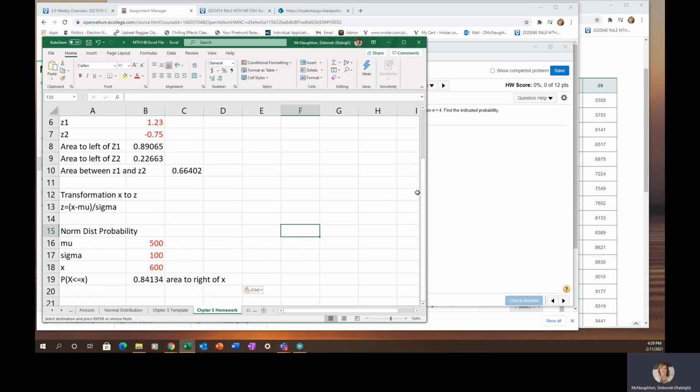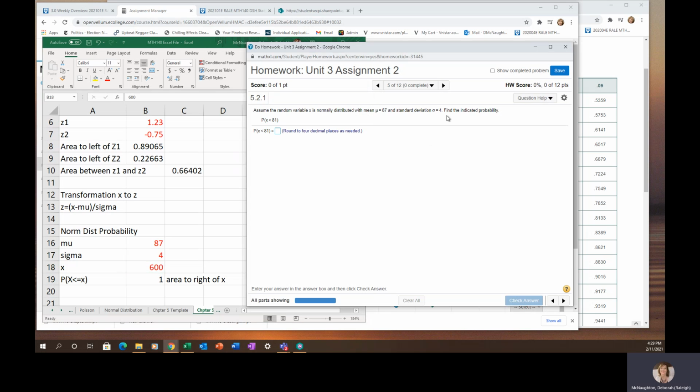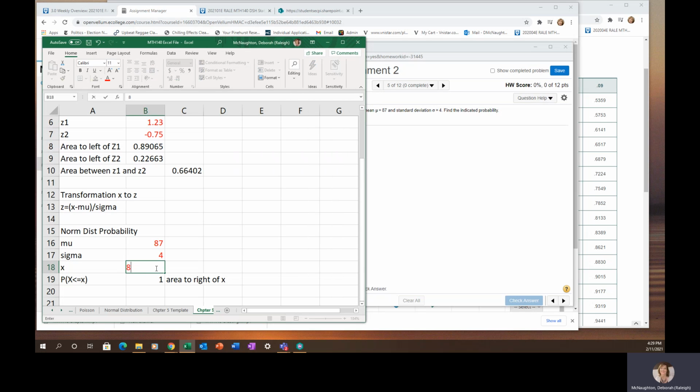All right, so it's normally distributed with mean 87, standard deviation 4, and find the probability X is less than 81. So X is 81, and I want the probability X is less than 81. Let me see if I can make just this piece red. Yeah, there we go. So that tells me that that's the X value that I put in.